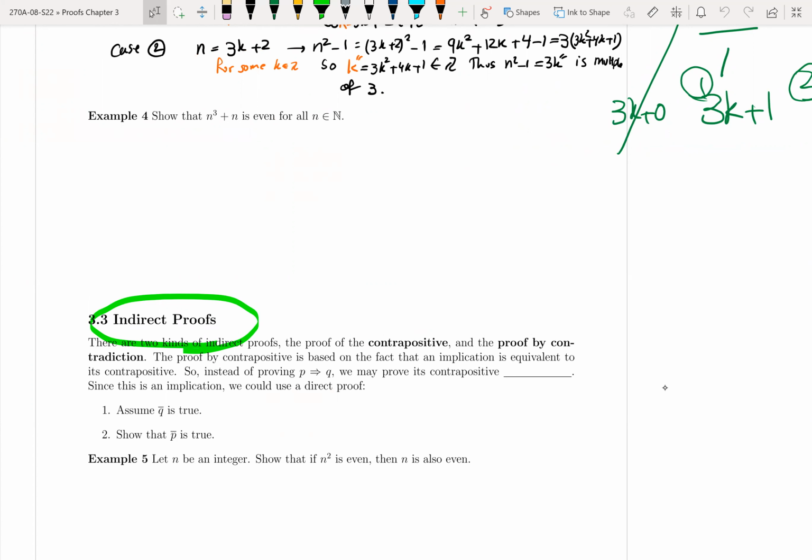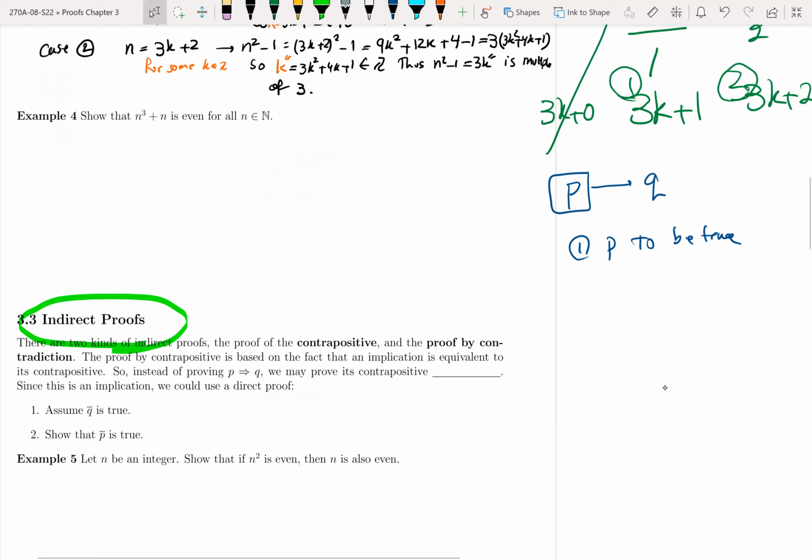Direct proof means your statement is always P then Q. So when we say direct proof, you start with the P to be true, and then you prove it, you show the Q is a true statement. So you start with the P and you end up with the Q to be true. That's called the direct proof, okay?